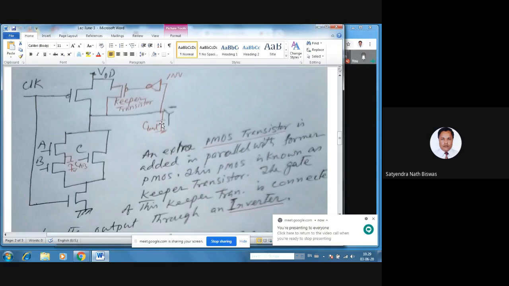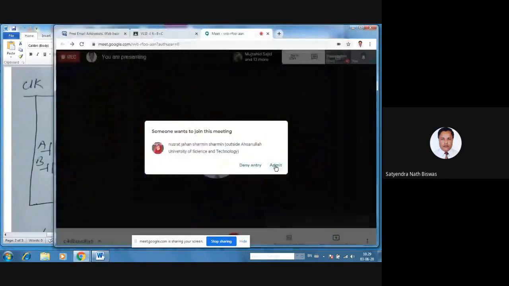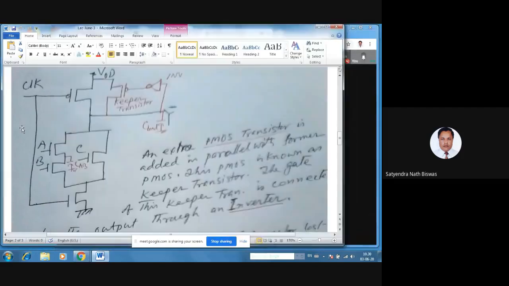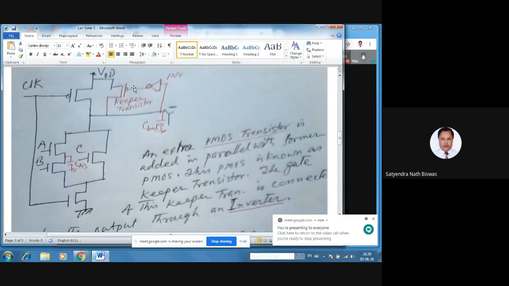So the load capacitance, let's say C load, will be discharged through this path and will charge the capacitor CAB. But in this case, when it is discharging, at the same time this output is 1. The output is 1, that means this inverter output is 0. And when the inverter output is 0, this PMOS, known as the keeper transistor, is on. So when the keeper transistor is on, it is short circuited.